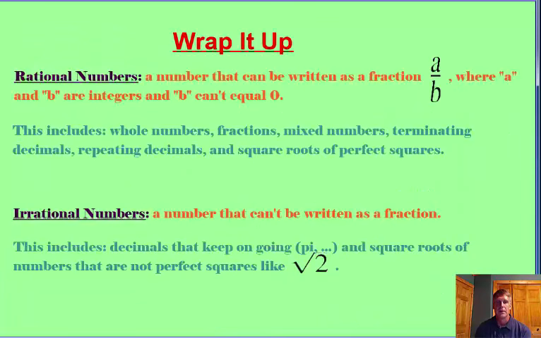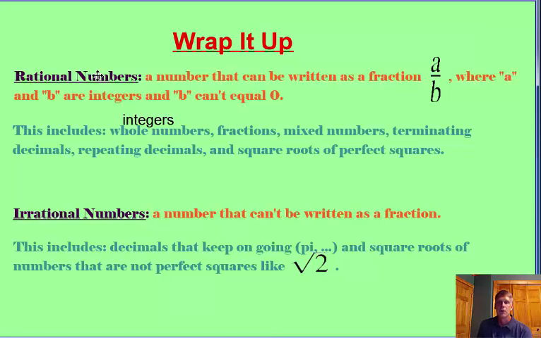All right, let's wrap this up. Let's look at the definition one more time. If you haven't written it down, make sure you write it down. A rational number is a number that can be written as a fraction, a over b, where a is an integer and b is an integer. But b cannot be 0 in the bottom of the fraction. So what does this include? Well, it includes whole numbers, fractions, mixed numbers, terminating decimals, decimals that stop, repeating decimals, because I can write a fraction for that, and square roots of perfect squares, like the square root of 4, square root of 9. Those work out nice.